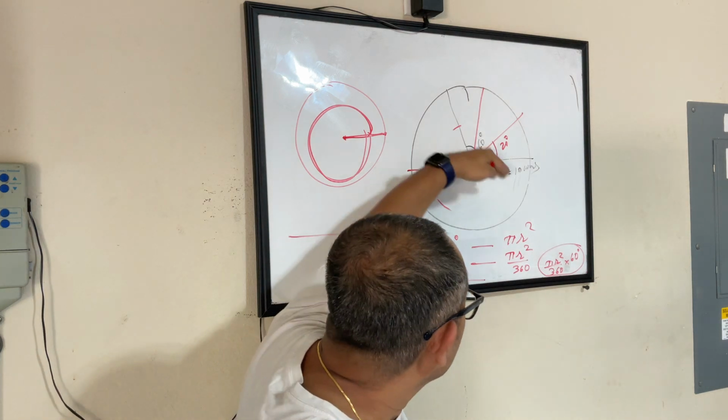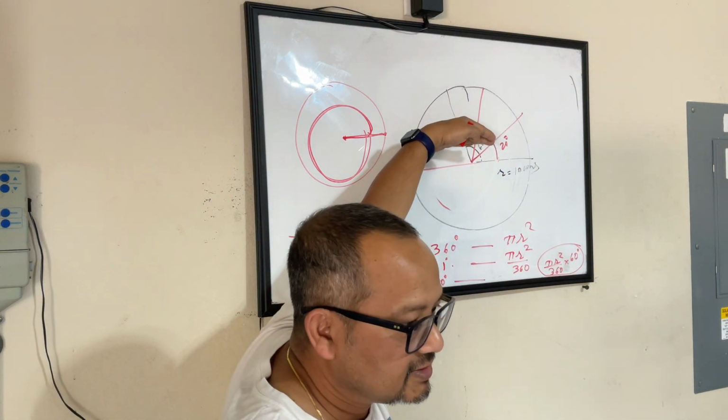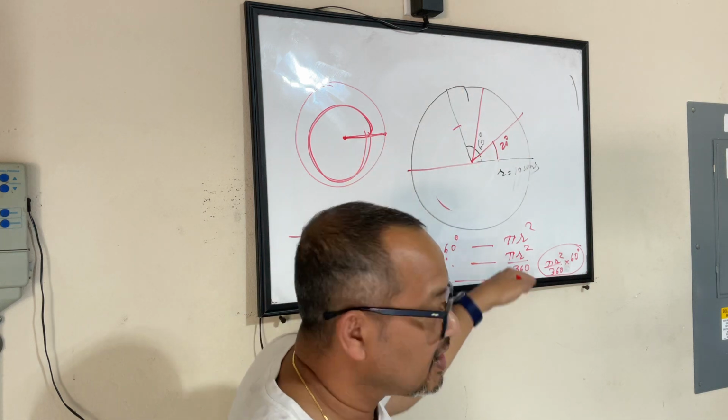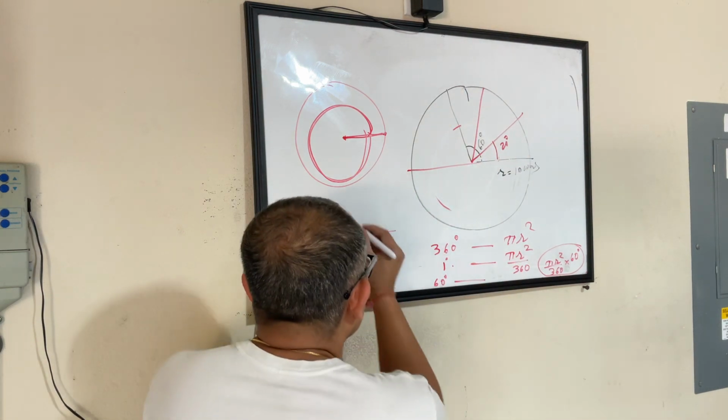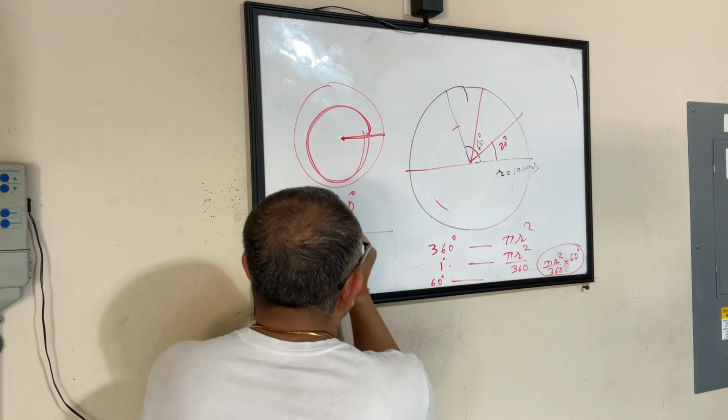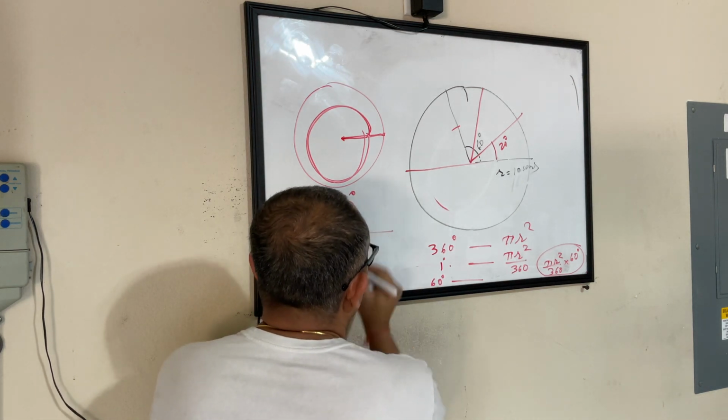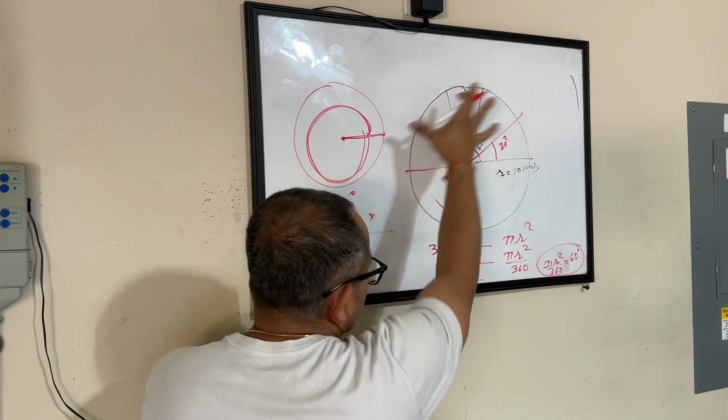Half the pizza is nothing but half of 360 degrees. 360 degrees would have been pi r squared. You're talking about half the pizza, 180 degrees. So you're taking 180 out of 360, and then whatever is the total area.